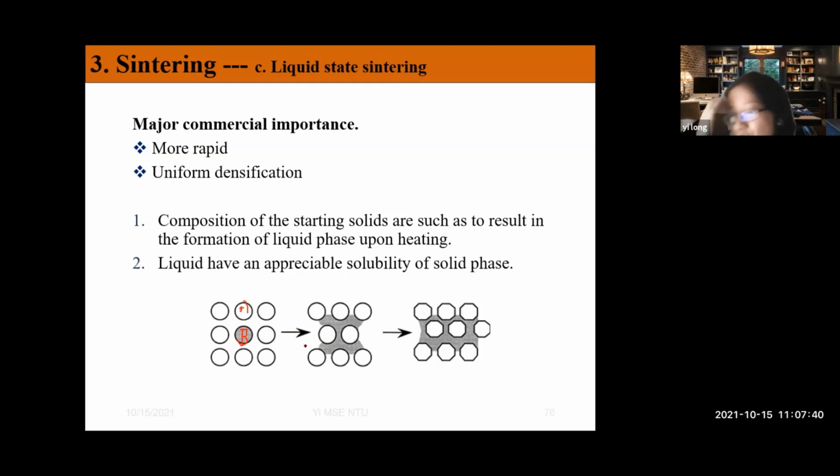Okay, so that is a very important thing. Actually, this liquid has very good commercial importance because of its rapid and uniform densification. Let's explain why this is the conclusion here. Also, we said the solid results in the formation of liquid, because this B becomes a liquid now. So the liquid needs to have appreciable solubility of the solid phase. We'll explain this one later.